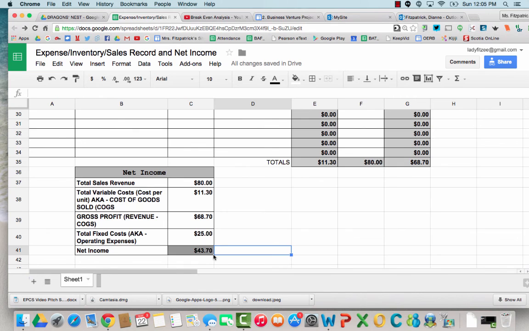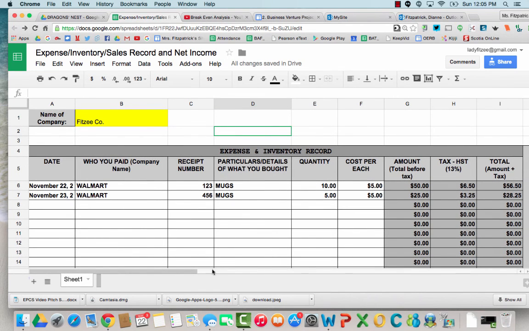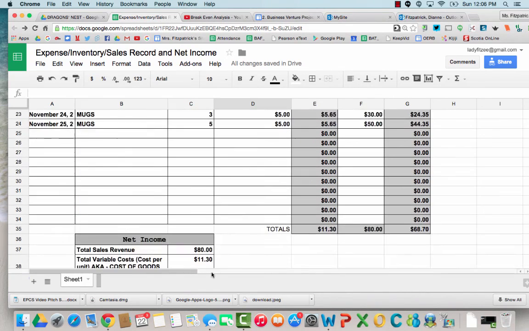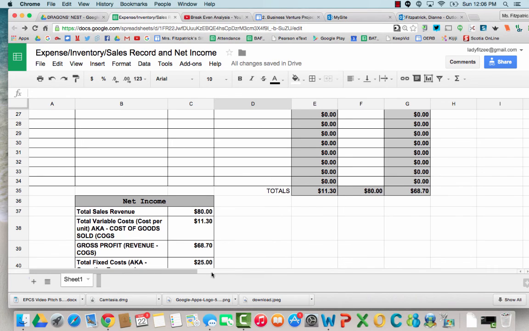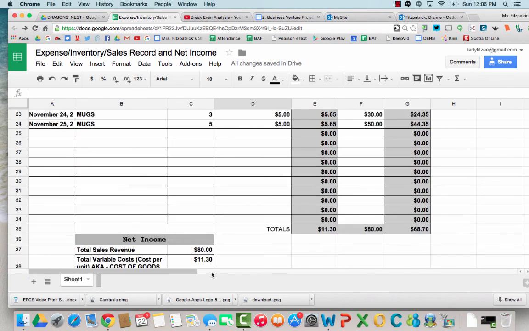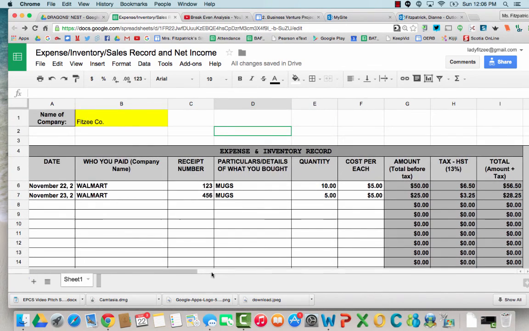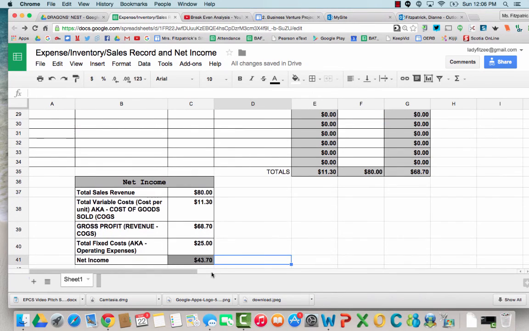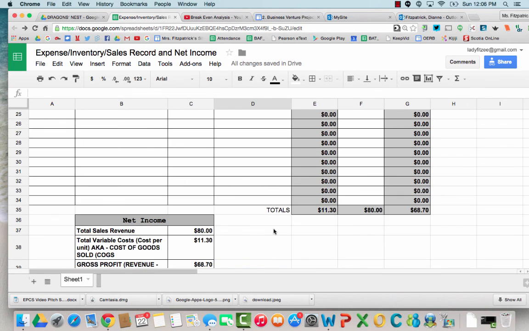Pretty cool, huh? So I want you to use this spreadsheet if you can. If you are using one, you're probably better off to use this one because it has everything done for you. And eventually at the end of this course, we're going to have to do an income statement that's going to be very similar. We're just going to add some more details here. So this is just an introduction to net income.